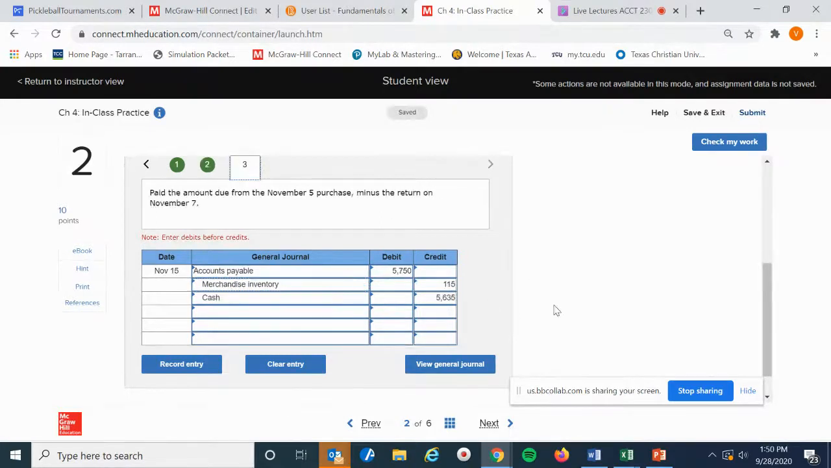And then the last one, the accounts payable, because we started with $6,000 in accounts payable, then took away 250. So at the time of payment, the company owes 5,750. It's the difference between what they purchased and what they returned. The credit goes into merchandise inventory. This credit of $115 is the discount of 2%. So they're all related. This comes from the first transaction. And then the difference is the cash payment.